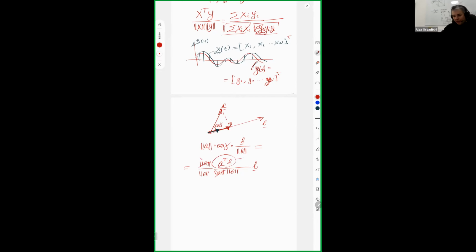Now, the projection, if you talk about the vector, is a vector whose length is proportional to the similarity between vector A in this case and vector B.